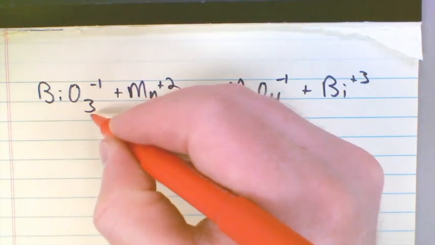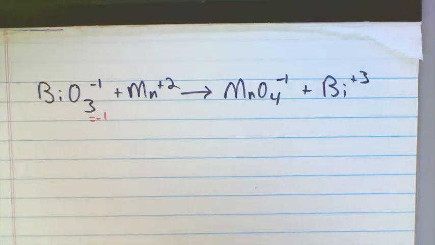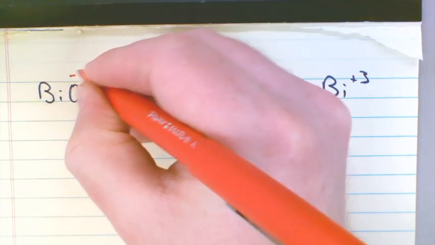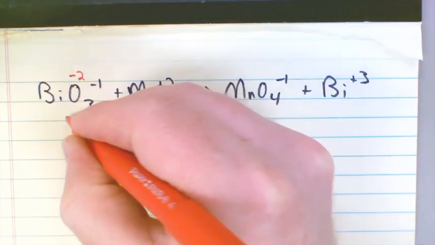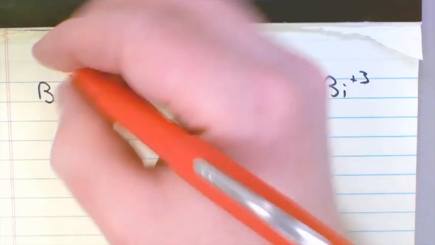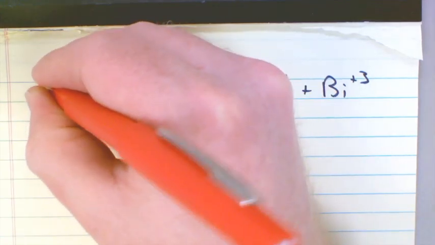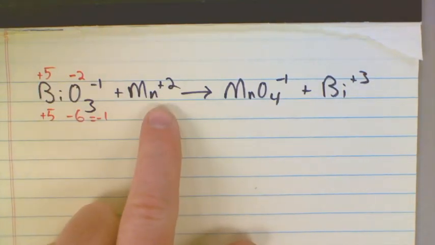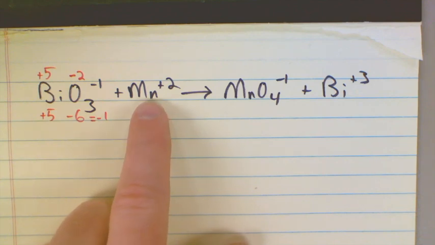All right, this whole thing has to equal -1. Assign oxygen -2. So what's Bi have to be? Plus 5. Mn, it's already got it.